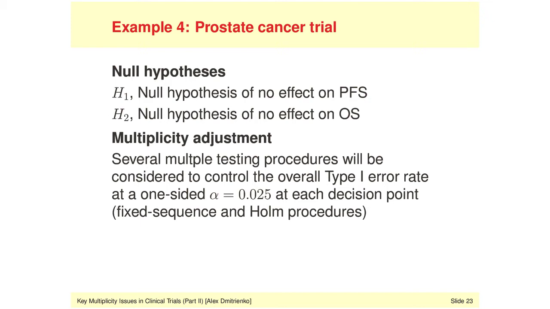To control the overall type 1 error rate, we will need to specify a multiplicity adjustment that takes care of this first source of multiplicity, the fact that we're going to be assessing the efficacy profile based on two different clinical variables. We're going to consider several multiple testing procedures to control this alpha level locally, if you will, only with respect to this source of multiplicity. We're going to begin with a simple fixed sequence testing procedure, and then we're also going to consider a multiplicity adjustment based on the Holm procedure.